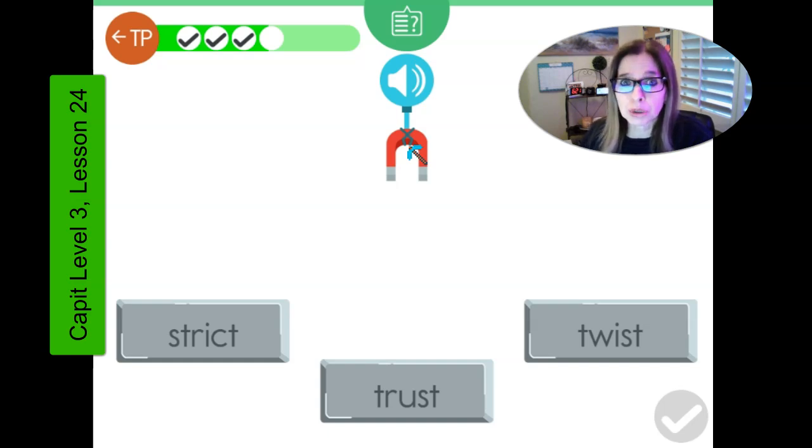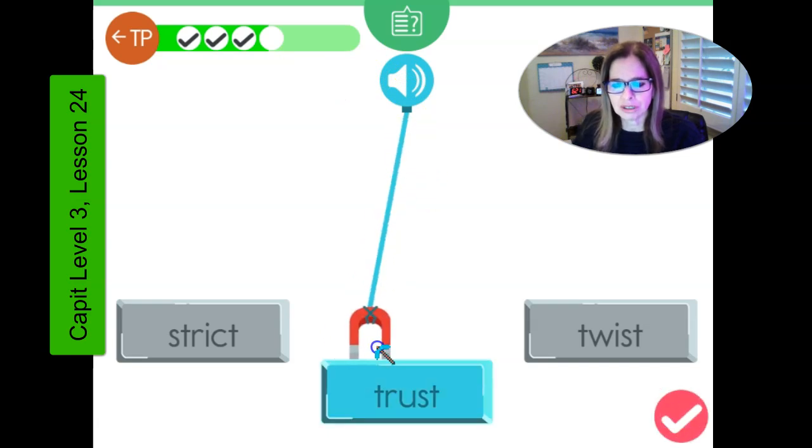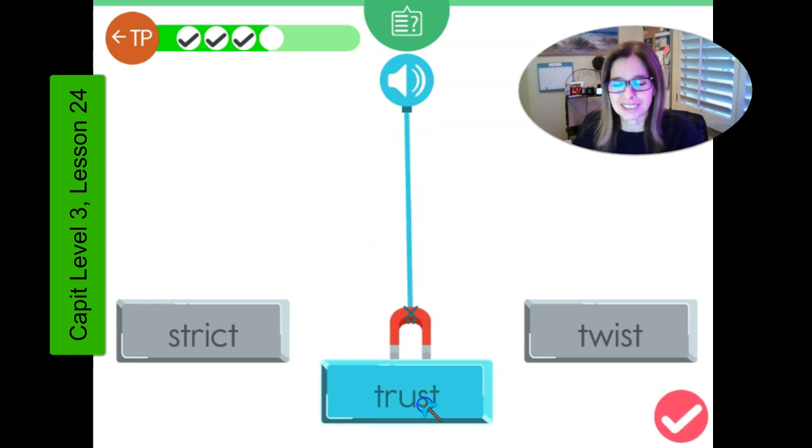Tap out the sounds in trust. And tell me how many sounds we're going to look for. Trust. Go ahead. I tapped them out, but I didn't count them. Let's do it again. Trust. 5 sounds. So we need the spellings for all 5 sounds in trust. Trust.